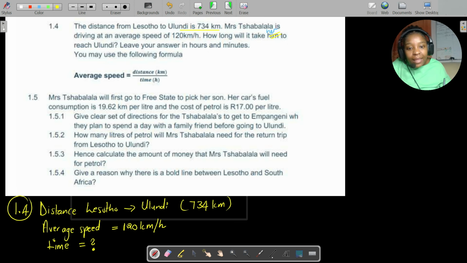Right, so remember, they will give you this formula: average speed is equal to distance over time. They're telling you that the units for distance need to be kilometers.